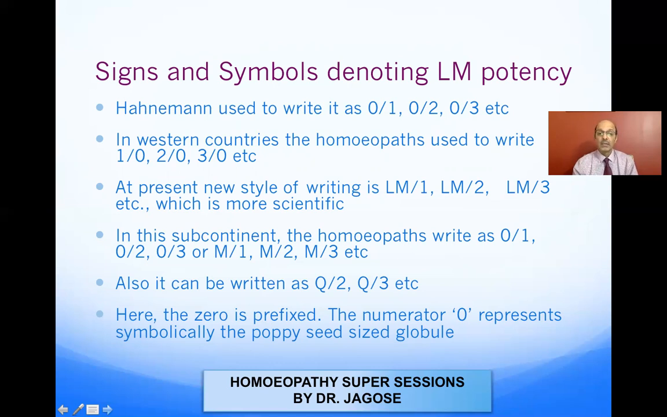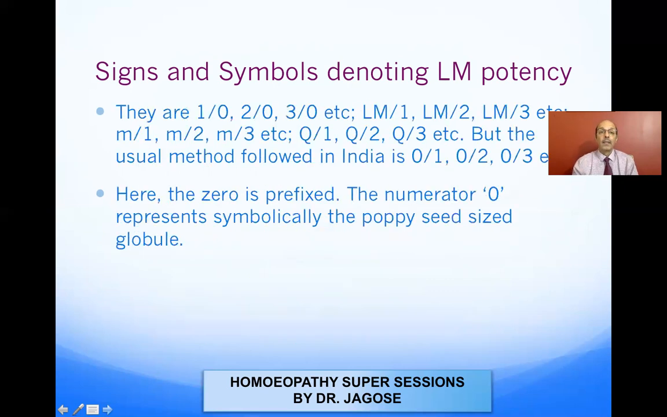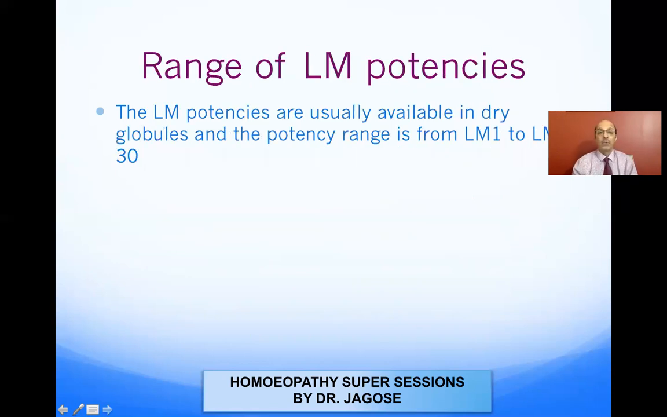Here, the 0 is the prefix. The numerator 0 represents symbolically the poppy-seed-sized globule. They are 1/0, 2/0, 3/0, etc.; LM1, LM2, LM3, etc.; M1, M2, M3, etc.; Q1, Q2, Q3, etc. But the most usual method followed in India is 0/1, 0/2, 0/3, etc. Here the 0 is the prefix. The numerator 0 represents symbolically the poppy-seed-sized globule, as told previously.